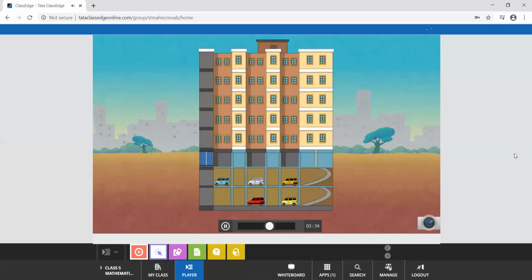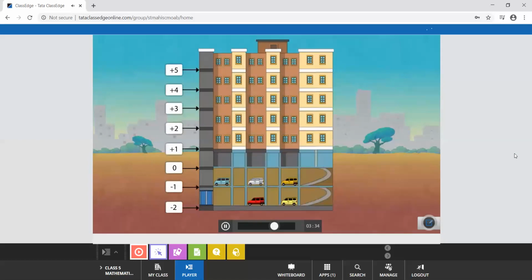When the elevator is at ground level, it will display 0. When the elevator is above the ground level, it will display positive numbers. But if the elevator is below the ground level, it will display negative numbers. Height above ground level is considered positive, and height below ground level is considered negative.